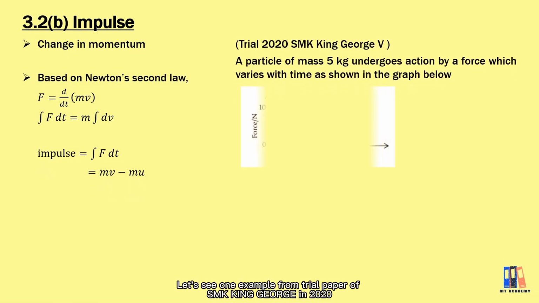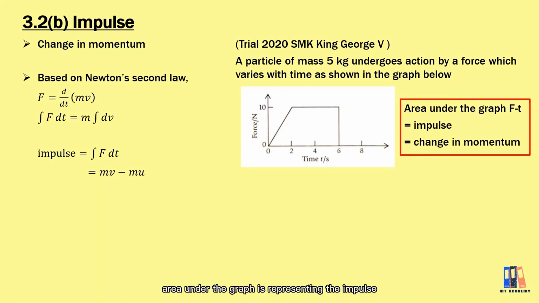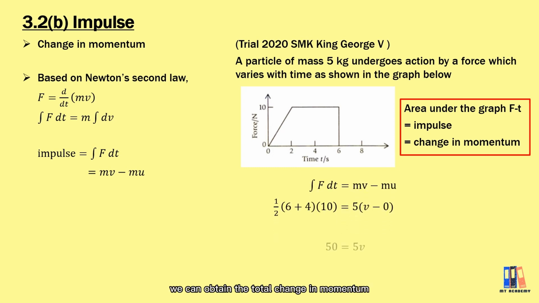Let's see one example from the trial paper of SMK King George in 2020. A particle of 5 kg undergoes action by a force which changes its momentum. From the diagram, the area under the graph represents the impulse or change in momentum. So calculating the area under the graph, we can obtain the total change in momentum is 50 Newton second. Then dividing by the mass of the object, we can obtain the final velocity of the object is 10 meters per second, where the initial velocity is assumed 0 in this case.